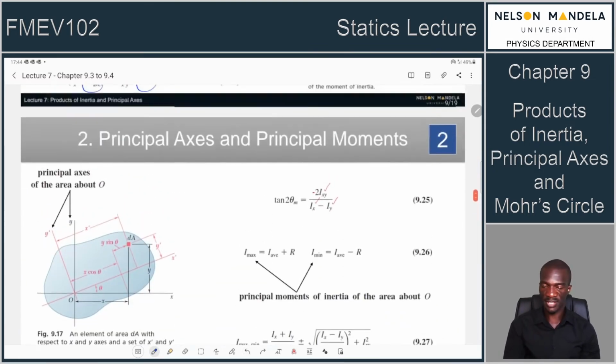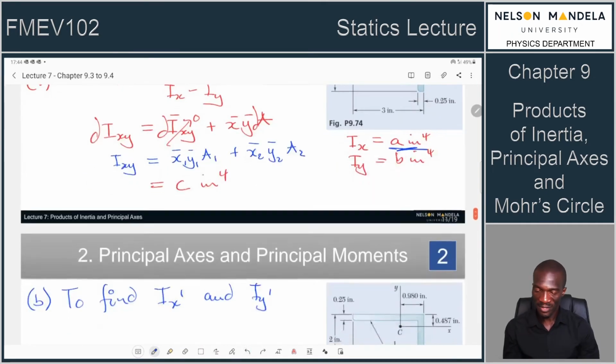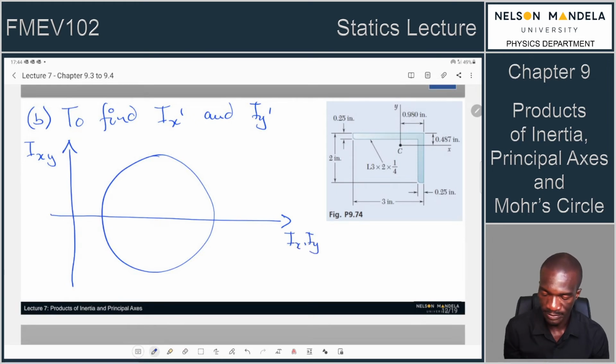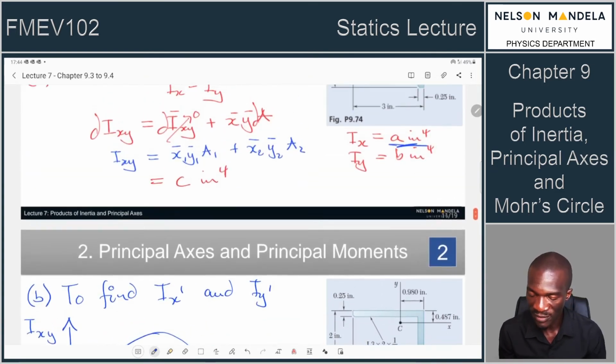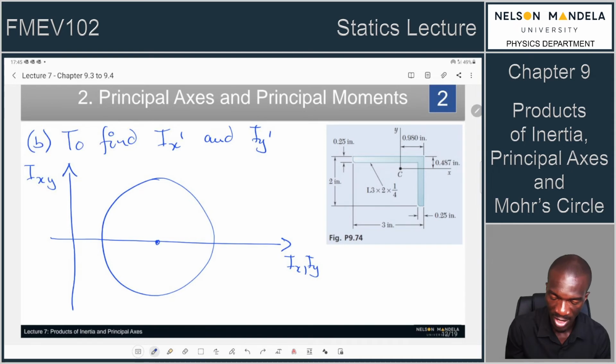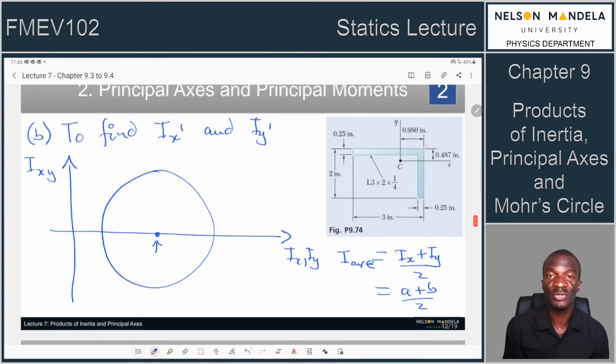So which equations? We have plenty of equations. One way is to actually plot this circle. You can plot this circle because you have these values. We said this circle is a circle in which we have an x and a y axis. The y axis is the product of inertia. We can use the original values since we've calculated them. So this is our Ix and the Iy. From this Ix and this Iy, we can tell the center value. What did we say the center value is? It's I average, which is equal to Ix plus Iy over 2. So you now know its location. This is actually A plus B over 2 according to the variables that we have here.